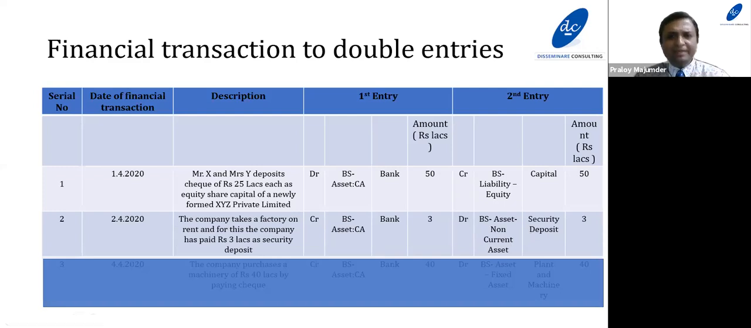So when a company takes a factory on rent, ideally it should not take it for just a year. It would be taking it beyond a year, or more than a year. That's why it would be non-current assets.